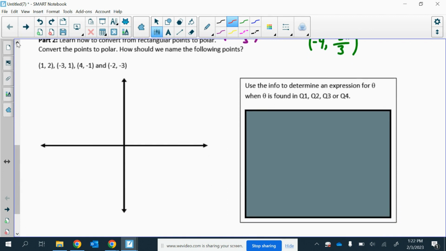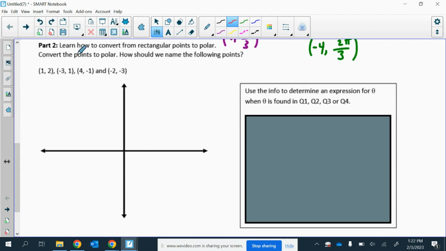Now, let's convert from rectangular to polar. So we're going to convert each of these points to polar. First, let's plot them.